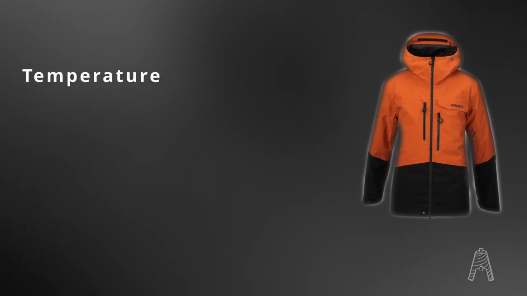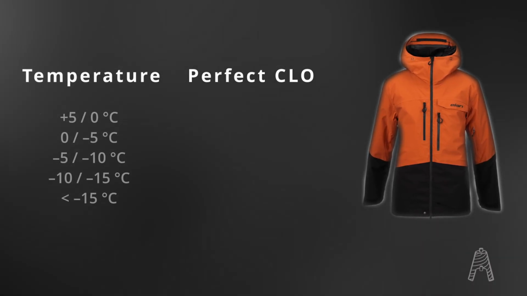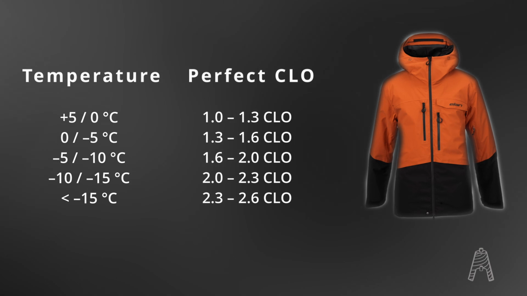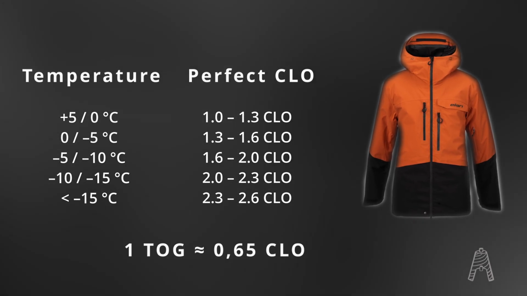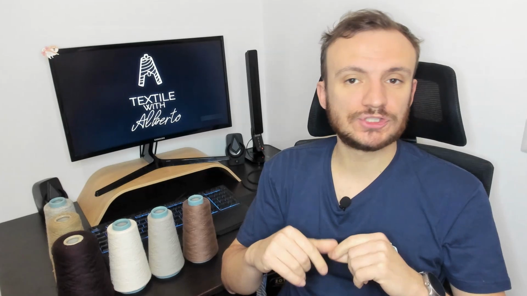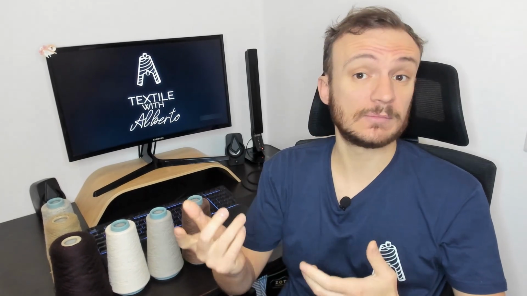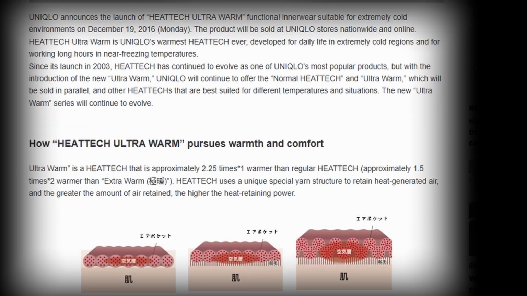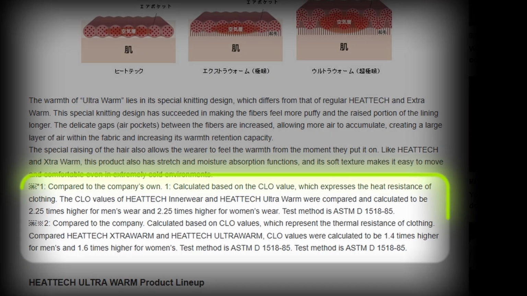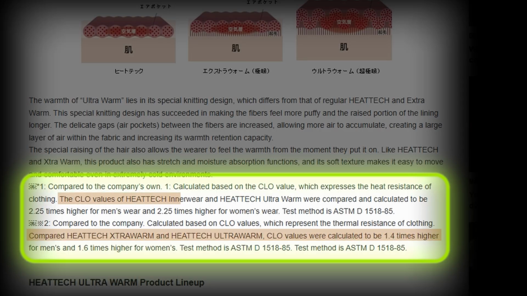Second example is a ski jacket, so the unit of measurement will be CLO. The range goes from 0.1 to 3, considering that one TOG is more or less 0.65 CLO. CLO is bigger. Remember that TOG indicates the fabric's performances, CLO indicates thermal comfort. That's why you will never find a value of CLO while purchasing a garment, but perhaps a general statement like this one of Uniqlo that compares the casual and the technical version of the same product.